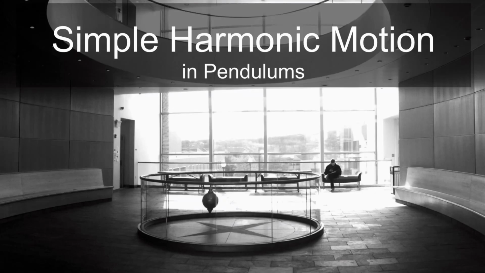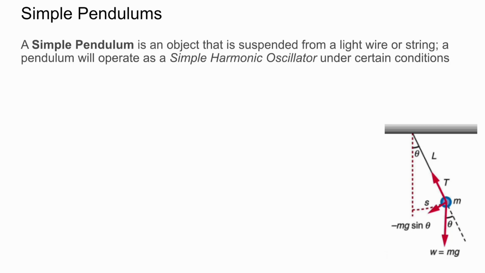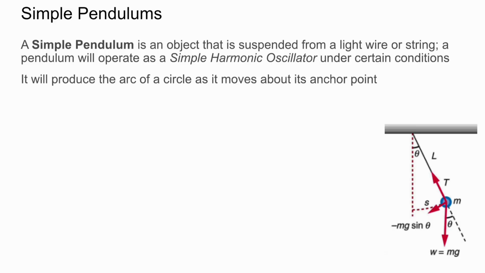All right, hey guys, today we're going to talk about simple harmonic motion, but the systems in which we're going to observe simple harmonic motion will be pendulums rather than the springs that we talked about last time. So, what we're going to deal with today is something called a simple pendulum. A simple pendulum is just an object that is suspended from a light wire or a string, and it is going to operate like a simple harmonic oscillator under certain conditions.